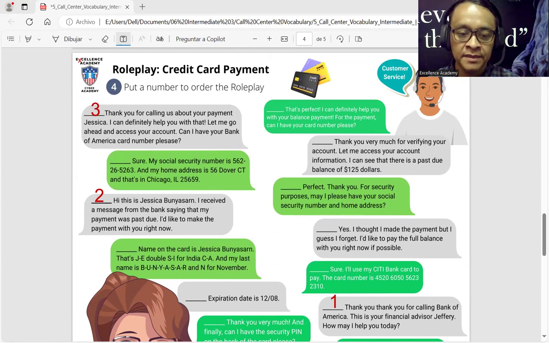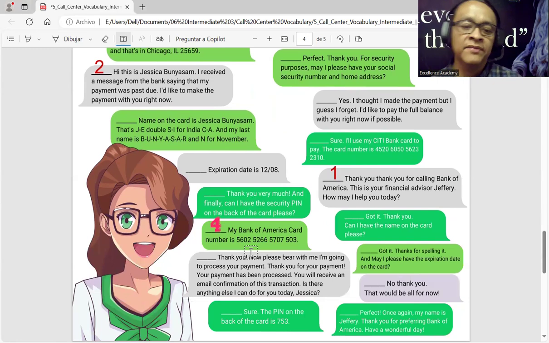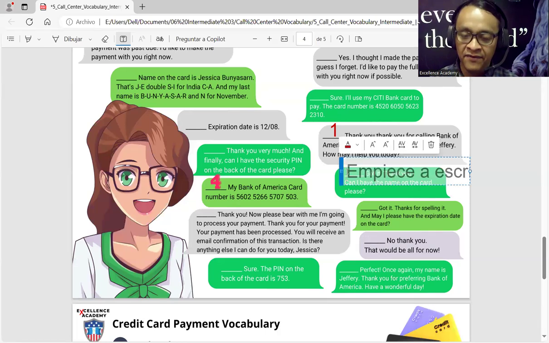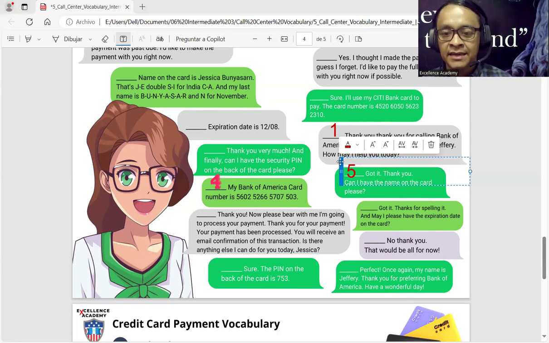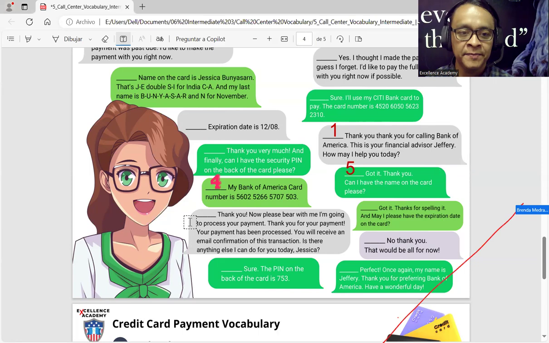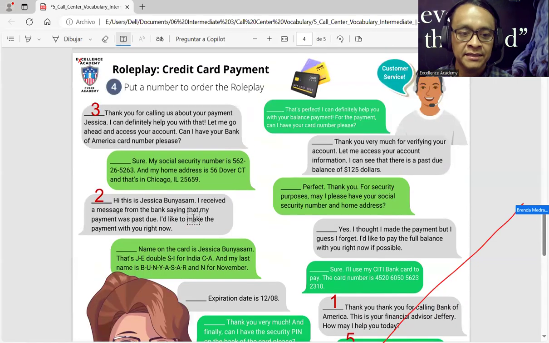Let's go to that part down here. My Bank of America card number is 56025266, 5707503. The agent acknowledges the card information over here, step 5, by saying, got it. Thank you. Can I have the name on the card, please? So now he's requesting the name on the card, which is over here.